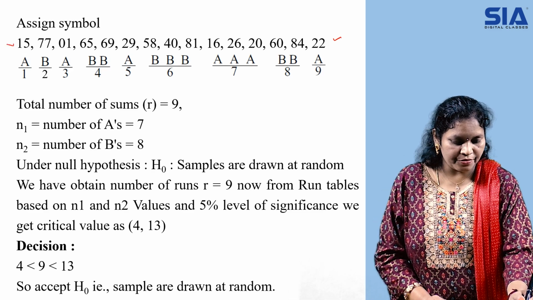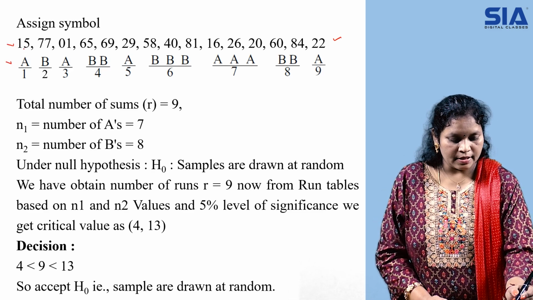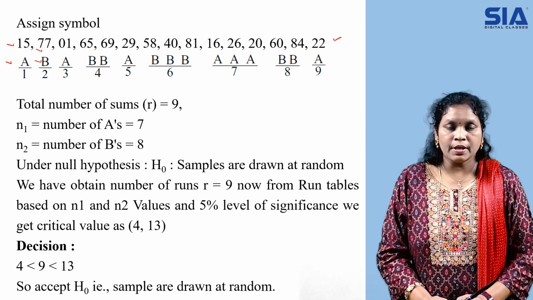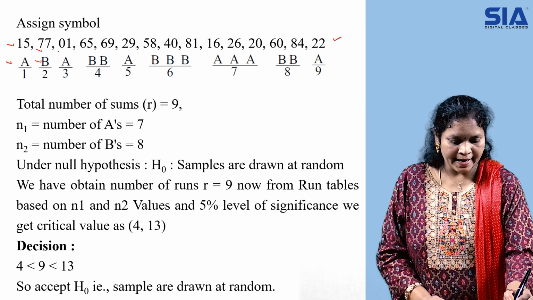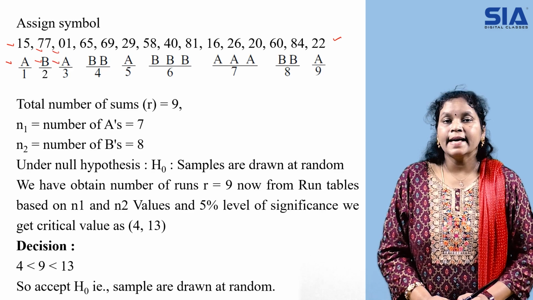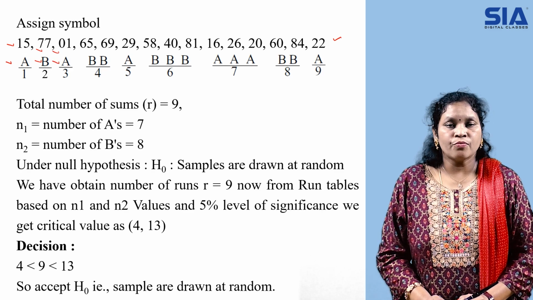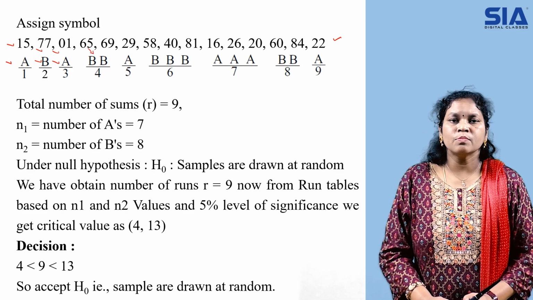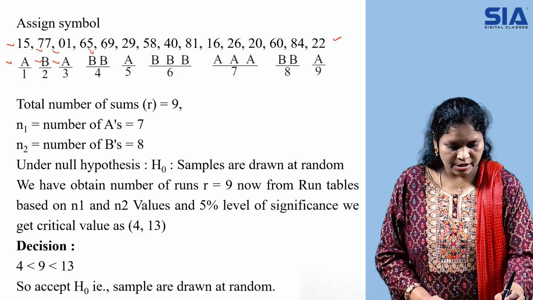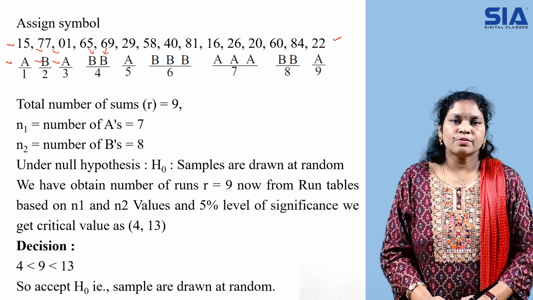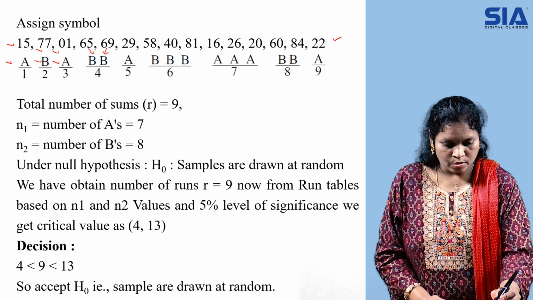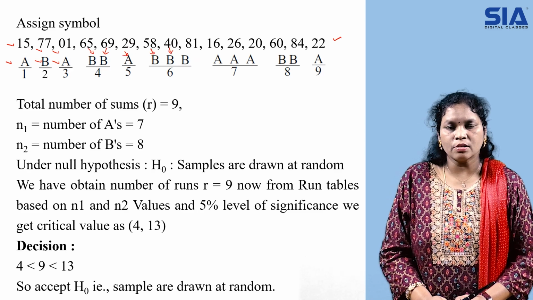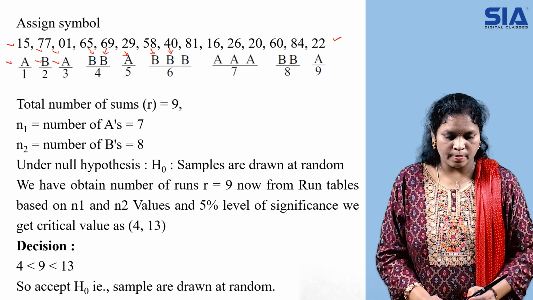The first value I have is 15, assign A to that. Then I have 77, assign B to that. Why? Because it is more than 40, so B I have given. The next one I have, assign A because it is less than 40. Right? In that way, go on assigning all the values. Next I have 65, that comes under B because it is more than 40. Next I have 69, assign B to that also, since it is more than 40. So 29 is A, 58 is B, 40 is B; exactly 40 also you have to consider in the B set. So B I wrote here.